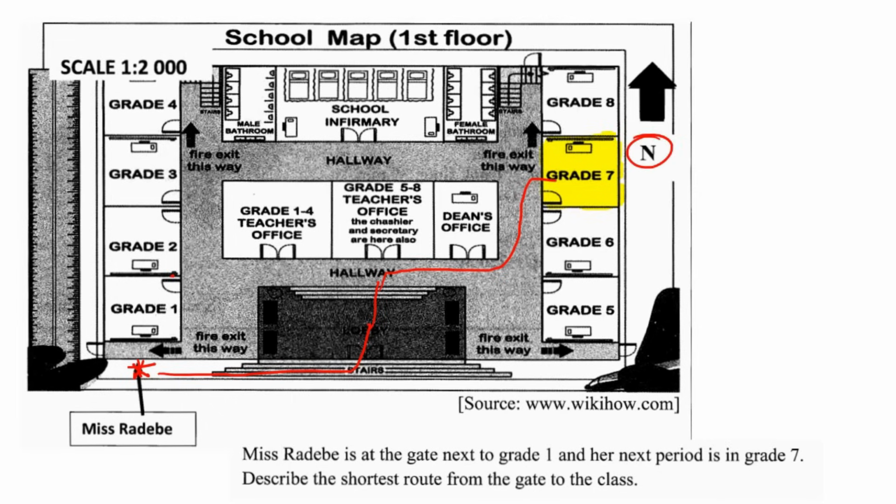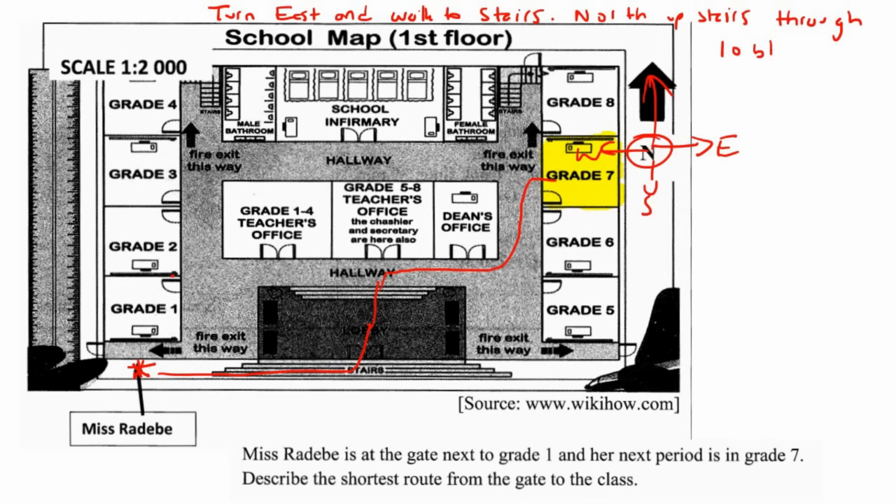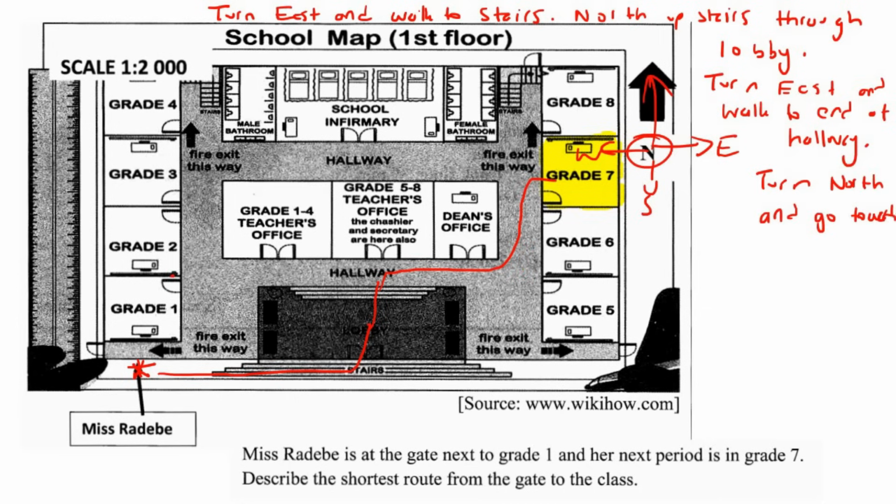Now they told us that north is up in that direction. So remember, east would be there, west, and then south. So we could say that she would turn east and walk to stairs. She could then go north, up stairs, and through the lobby. Then she would turn east and walk to end of hallway and then turn north because she's going to go up. So she's going to turn north and go towards grade 7 classroom.